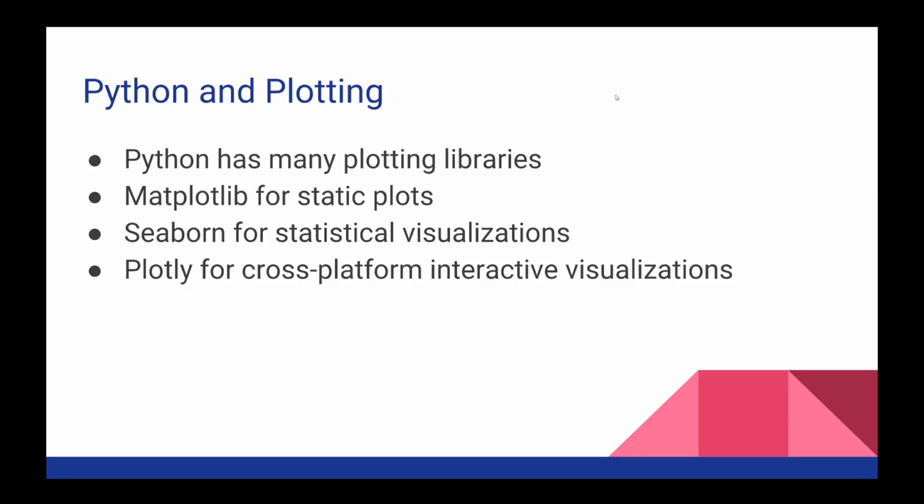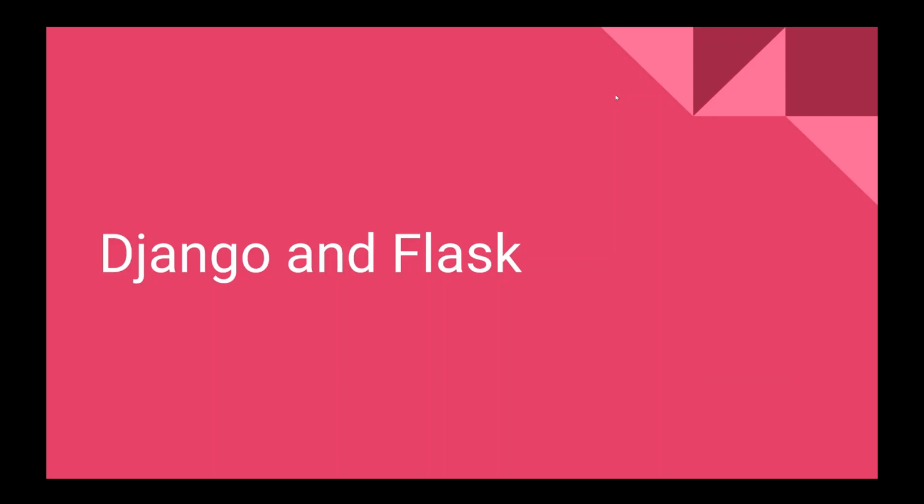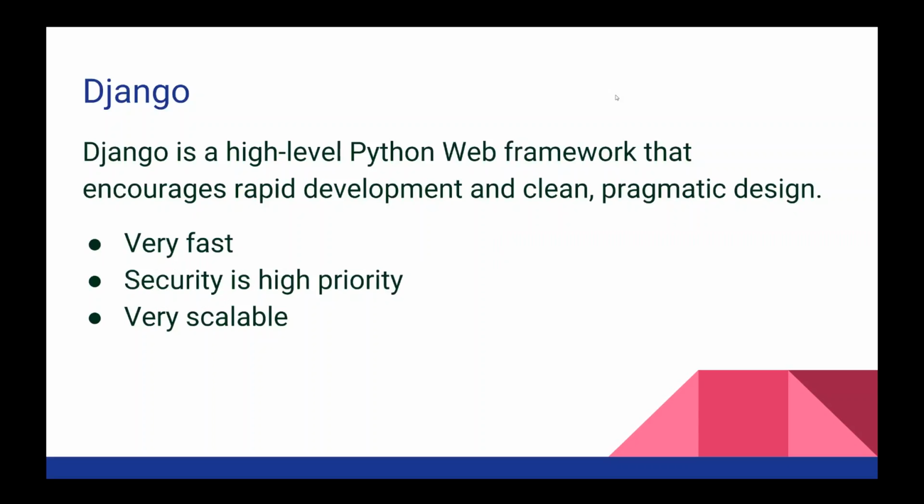So let's talk about web development with Python. There are basically two web development frameworks, Django and Flask. Django is probably the more popular one. It's a high-level Python web framework that encourages rapid development and clean, pragmatic design. It's very fast, and really important, security is a high priority. Even though it's open source, security is something that's very important to Django.